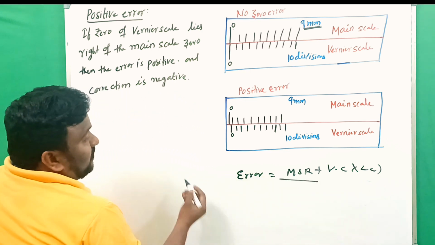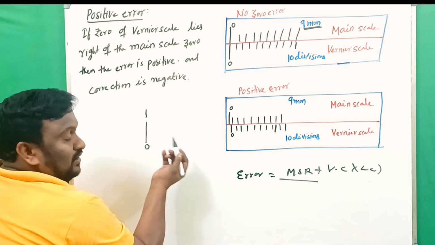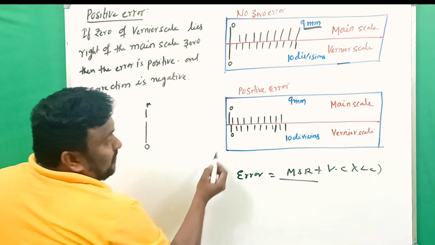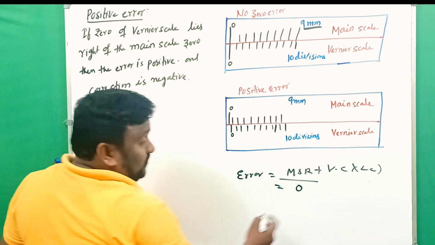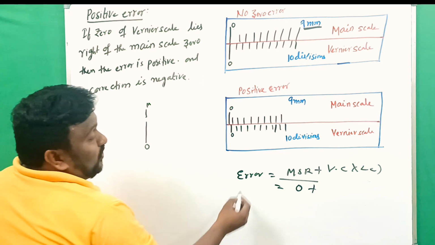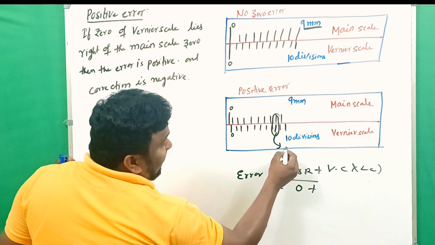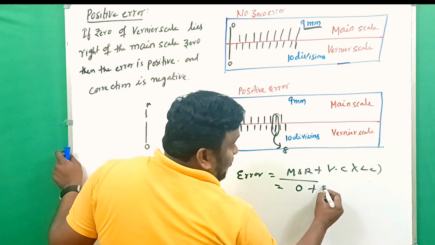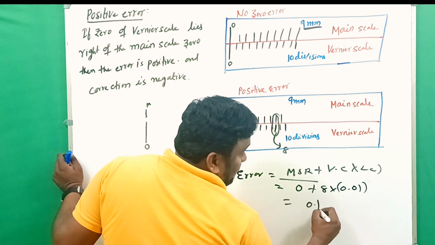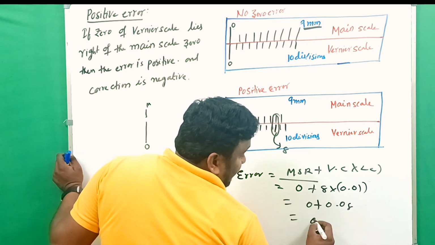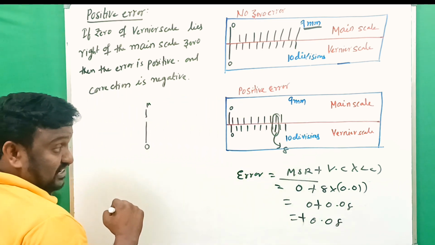Here, MSR is where the zero division coincides. But here there is no coincidence, so we take this value as 0. You can check that among these, these two coincide. This is the 8th division, so I take 8 into LC, which is 0.01. Then 0 plus 0.08, the error is 0.08. This is a positive error and the correction is negative.